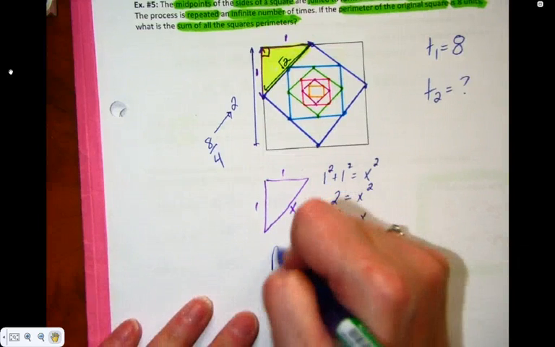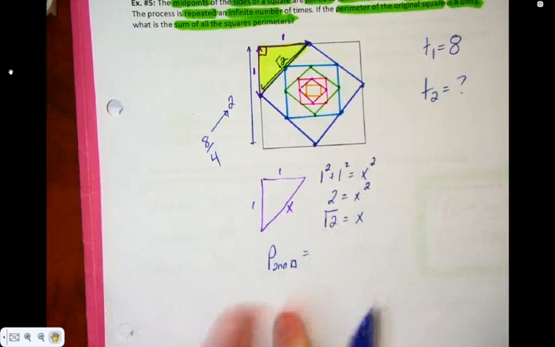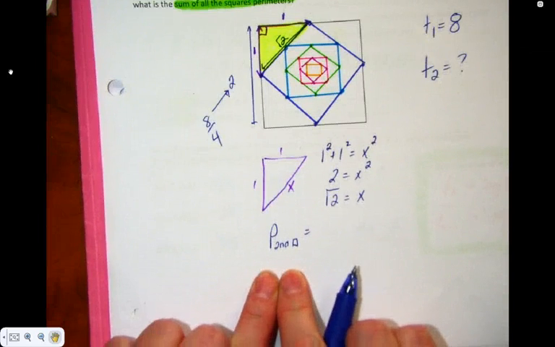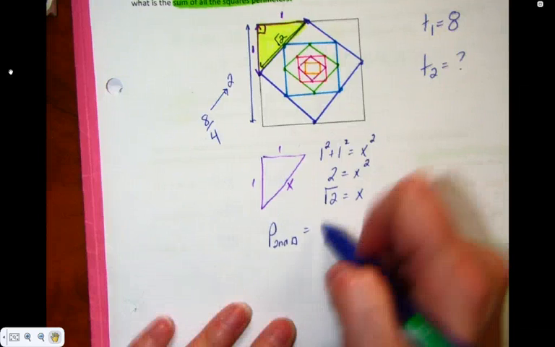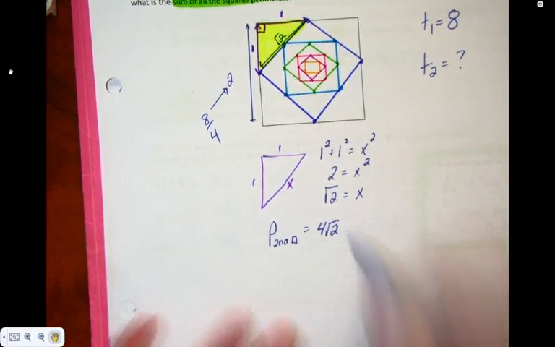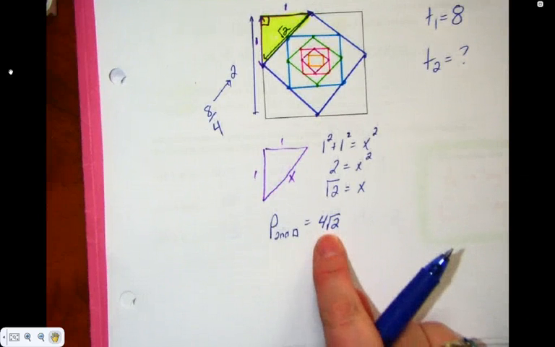Okay, so what does the perimeter of the second square have to be? And if you don't like my notation, use words. Perimeter of the second square. 4 times root 2, or square root of 2 plus square root of 2 plus square root of 2 plus square root of 2. So it has to be 4 times root 2. What can I do with this? 4 times root 2. Can I make that root 8?